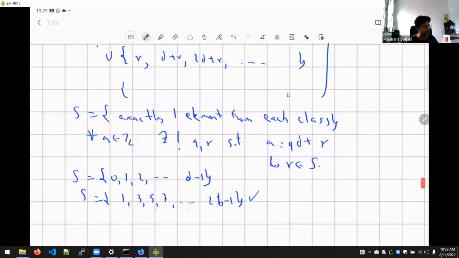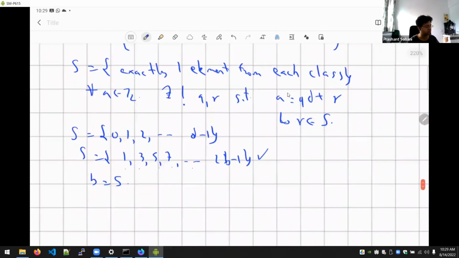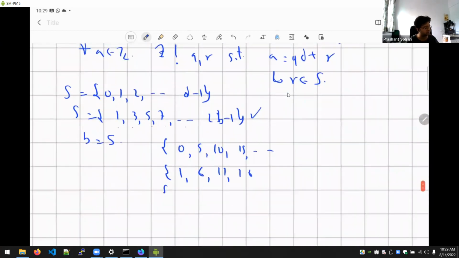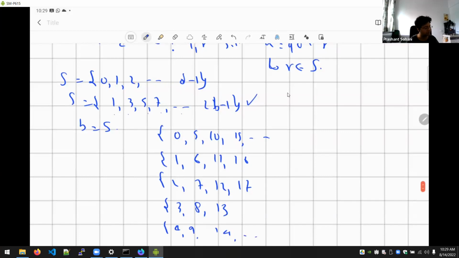Now, just to take a concrete example, let's say B is the number 5. Then the classes we are talking about: the first class is 0, 5, 10, 15, these numbers. The second class is 1, 6, 11, 16, then 2, 7, 12, then 3, 8, and finally 4, 9, 14, all those things, right?